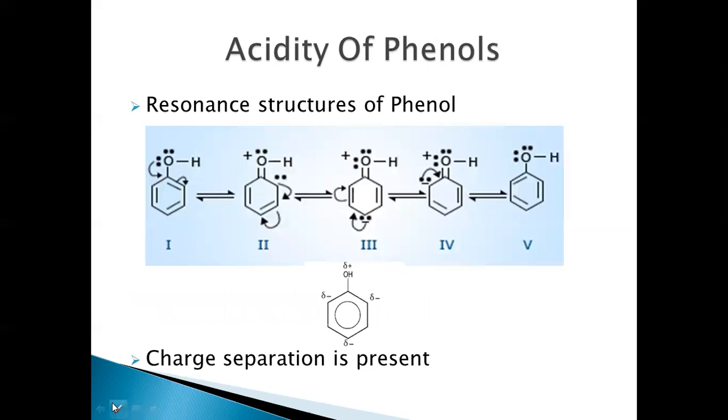If you look at the resonance structures of phenol, there are 5 resonance structures or canonical forms possible, and the OH is an electron releasing group, that is a plus M group. It will release the electrons into the system. 5 resonance structures are possible for phenol, and this is the resonance hybrid which is shown here. As you can see, there is a charge separation present. There's a partial negative charge on the ring and a partial positive charge on the OH.